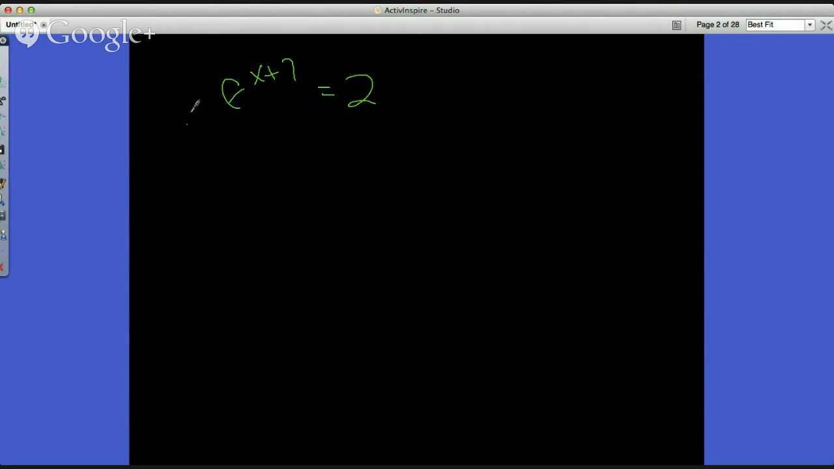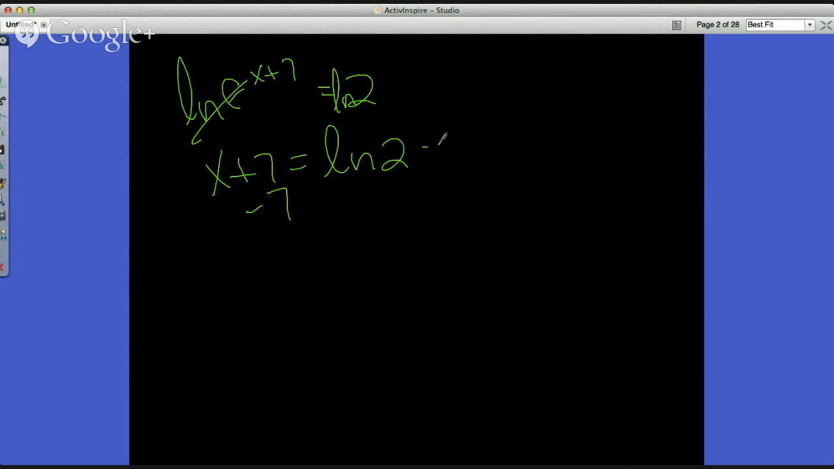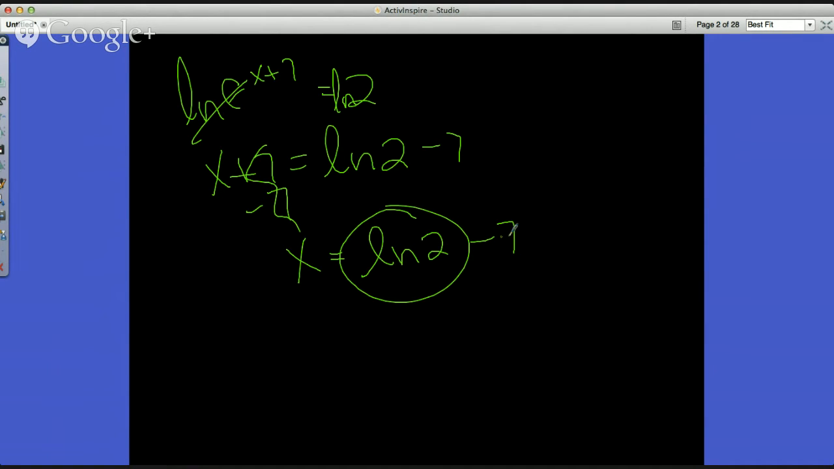If we take the ln of both sides, the ln and E can cancel, leaving me with x plus 7 equals ln of 2. Okay? X plus 7 equals ln of 2. Now, what could I do to get x by itself? Yep, subtract 7, subtract 7. X equals now ln of 2 minus 7. And what I do is this, so that you don't have that negative 7 in the ln of 2. Take ln of 2 first, then subtract 7 from that answer, and you'll get x is equal to approximately, anybody get an answer there?